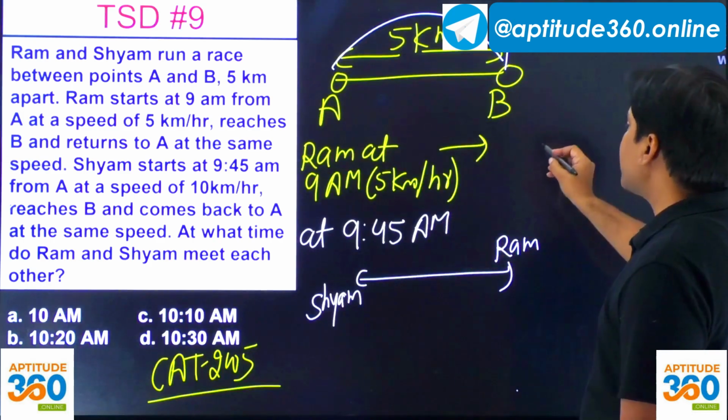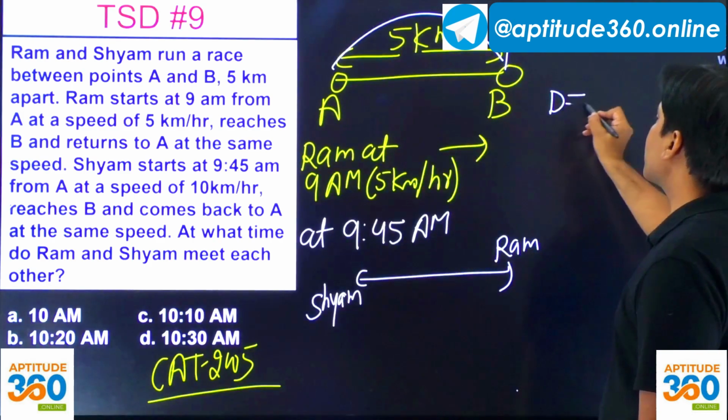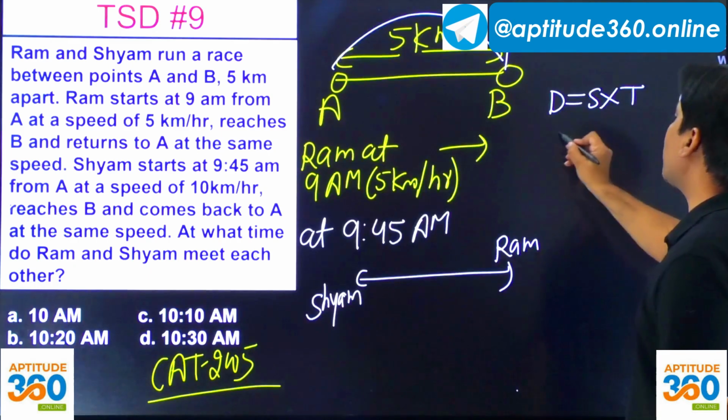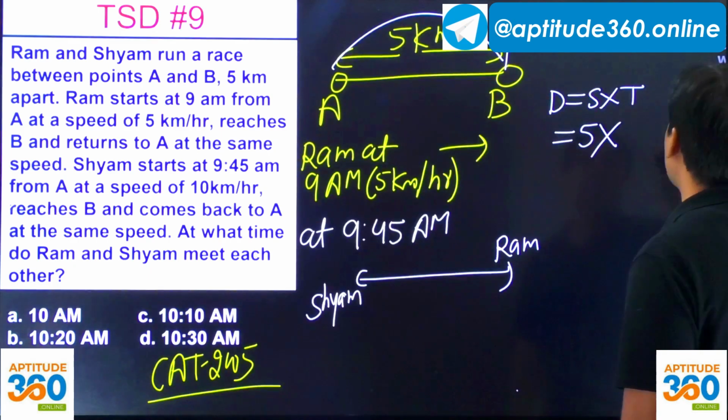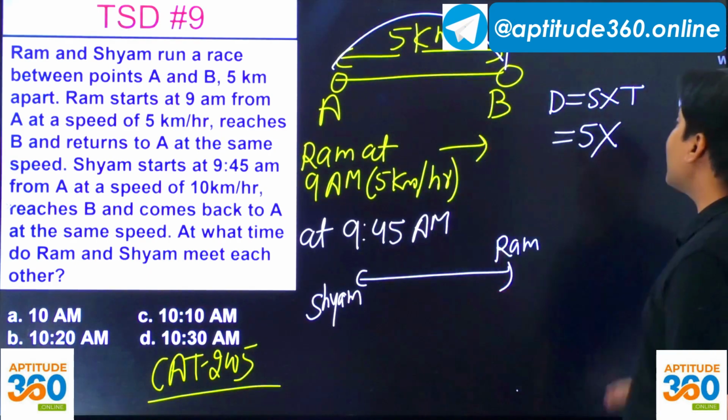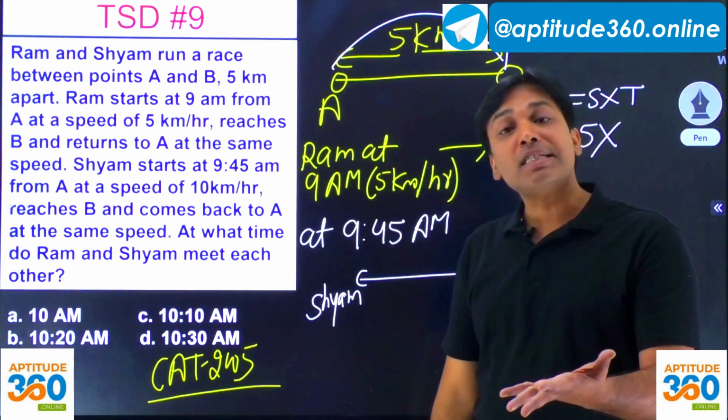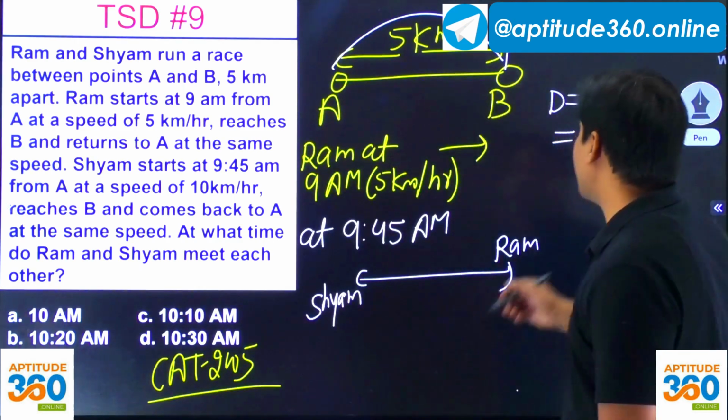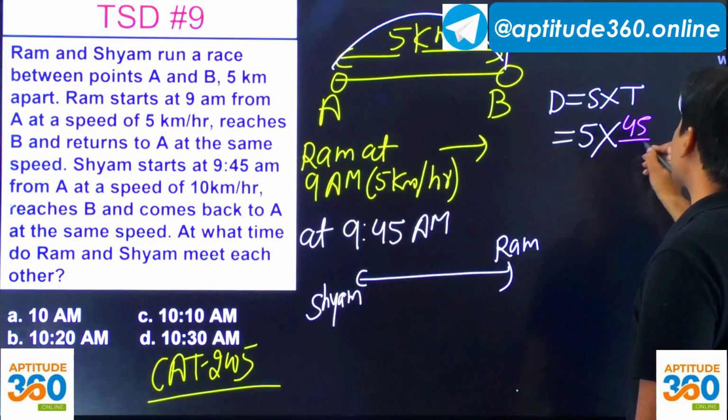9:45 ka matlab 45 minutes. So distance is equal to speed into time. And speed of Ram is given to you in the problem as 5 kilometers per hour. And what is the time? 45 minutes ka matlab 45 by 60 hours. Yahi hai na? 45 by 60 hours.